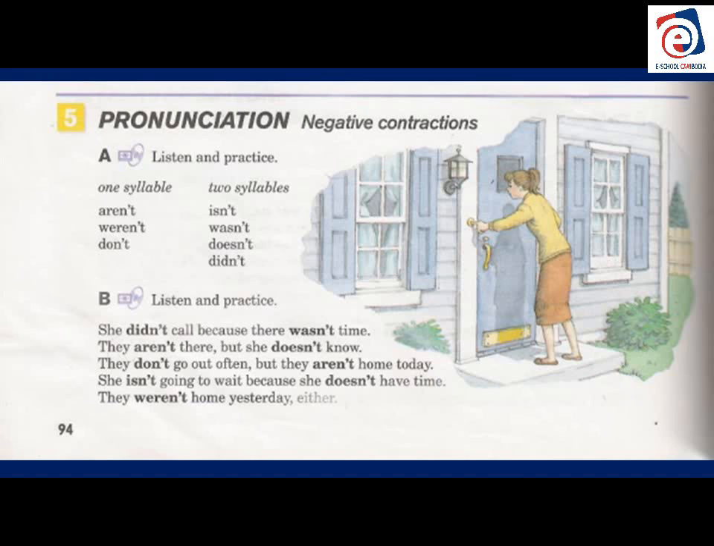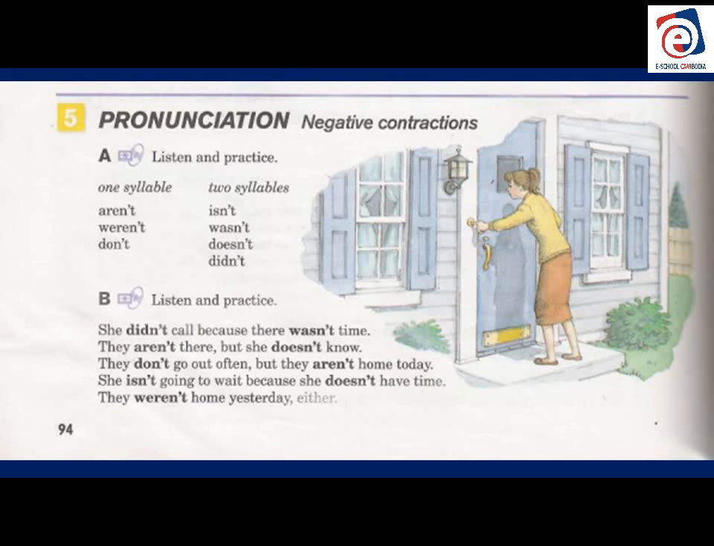And we're on page 94, lesson number 5, pronunciation. Negative contractions. Okay, you know what a contraction is in British English? They call it short form. In American English, we call it a contraction. And so listen and practice.